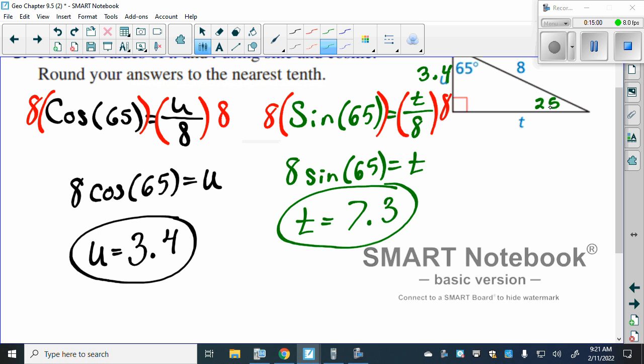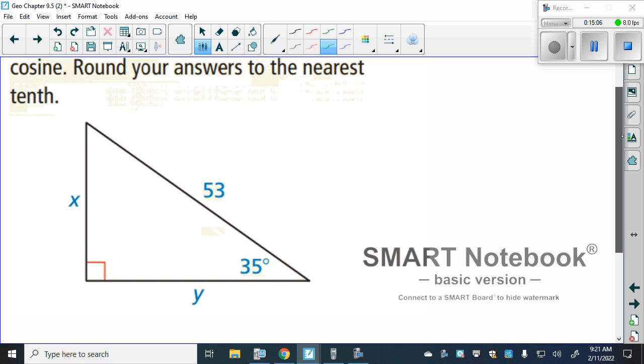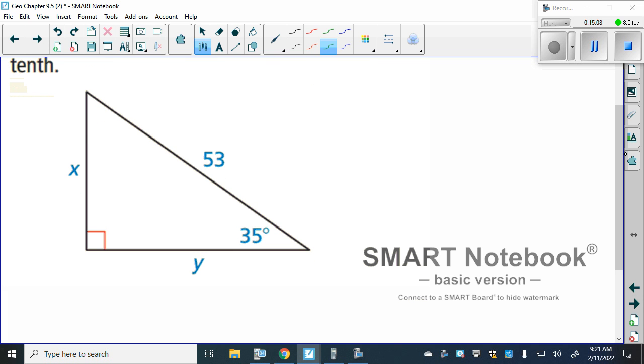Questions on this here? Be ready for the next one. Find your answers and round to the nearest tenth. So we know x and y cannot be greater than what? 53, because it's the hypotenuse.